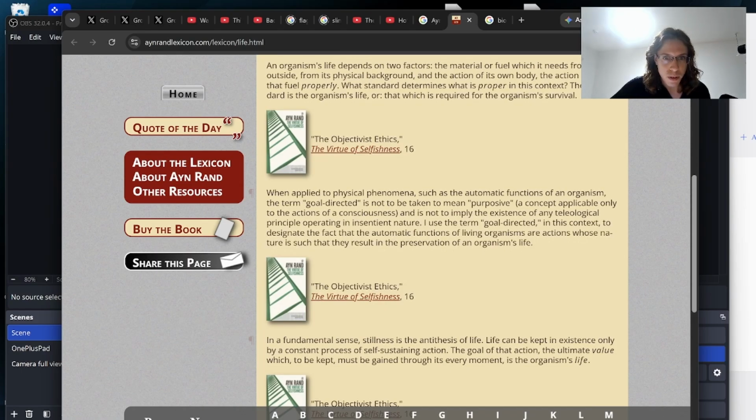Now another quote. "When applied to physical phenomena, such as the automatic functions of an organism, the term goal-directed is not to be taken to mean purposive, a concept applicable only to the actions of consciousness, and is not to imply the existence of any teleological principle operating in insentient nature. I use the term goal-directed in this context to designate the fact that the automatic functions of living organisms are actions whose nature is such that they result in the preservation of the organism's life."